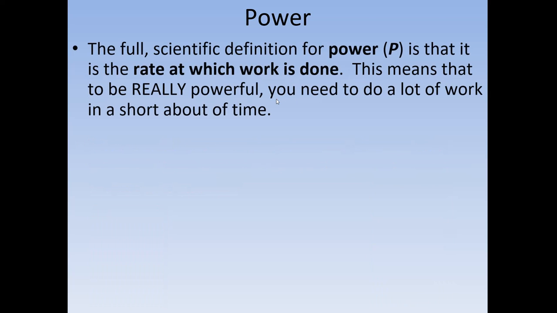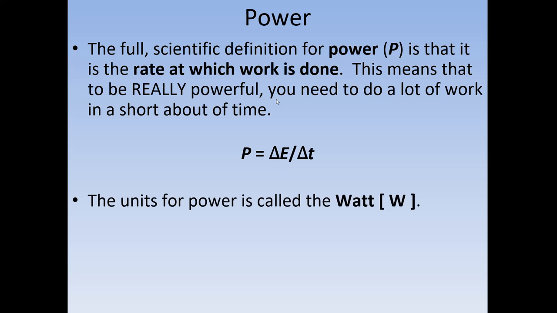So, the scientific definition for power is the rate at which work is done. It's not just about how much work you do, but how quickly you can do that work. So, if you want to be powerful, you not only have to do a lot of work, you have to do that in a very short amount of time. This gives us the equation P equals delta E over delta T, how much energy we can change divided by time. The unit for power is watts, or based off of this, since energy is in the units of joules and time is in the units of seconds, we could also say joules per second.